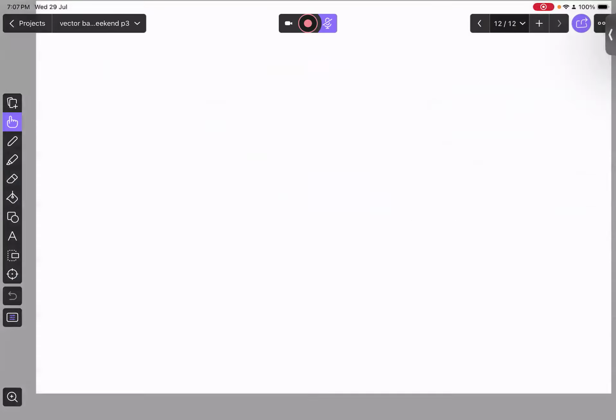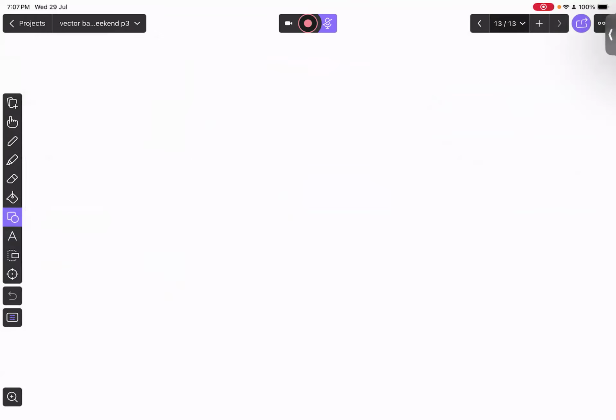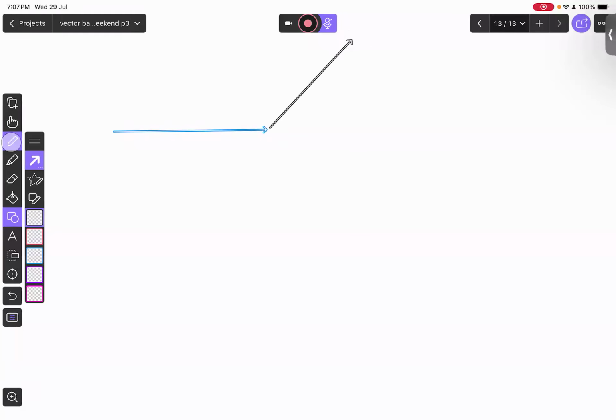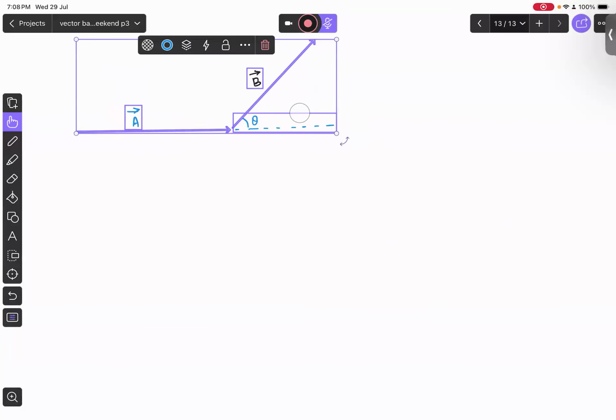After this, we'll see something. Suppose I tell you that this is our vector A and this one is our vector B. And if the angle between A and B is given to us as theta, and I ask you what will be the angle between the vectors A and minus B.